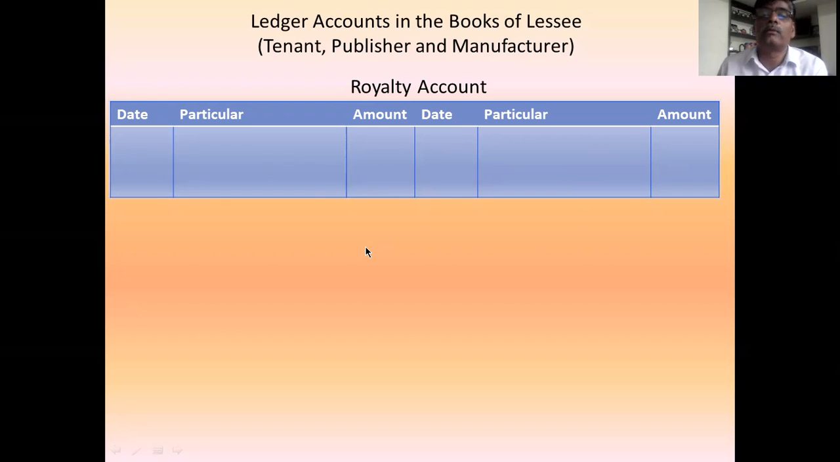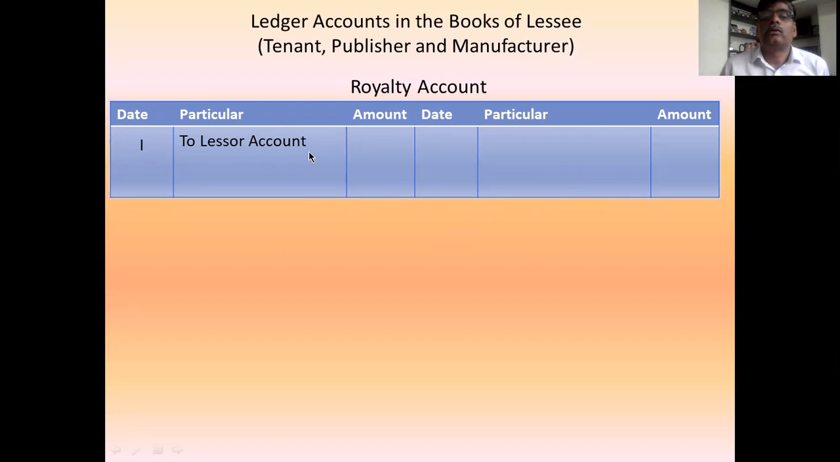I will not go for the posting, or you post the journal entry as per the journal entry rule already given. In the journal entry, royalty account debit to landlord, and P&L account debit to royalty. This is the first entry and third entry. Okay, you remember this.